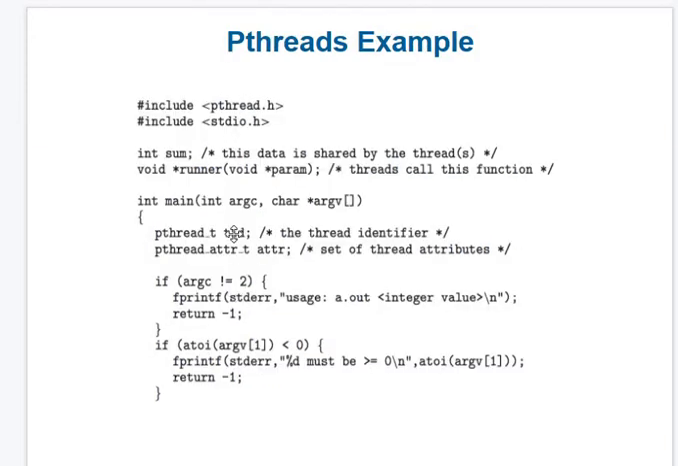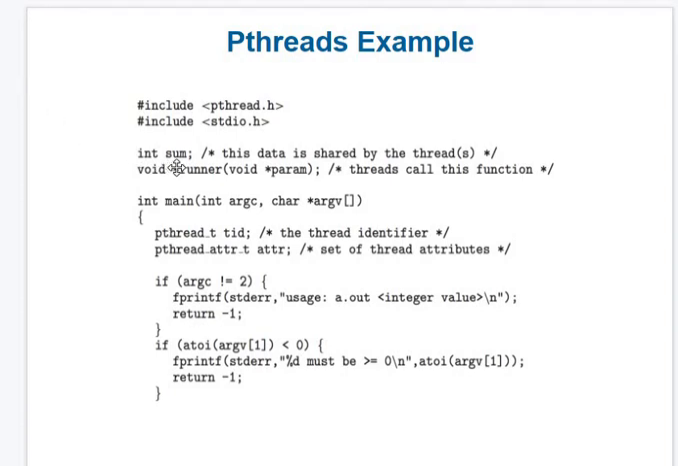Now how it works. Please leave the if part: argument count not equal to 2 and argument variable less than 0. These two you can skip. These are not that important because we are beginners of thread programming. Once we are expert, or once we understand thoroughly, then we can include them. Since it is the first time, I am leaving those two parts.